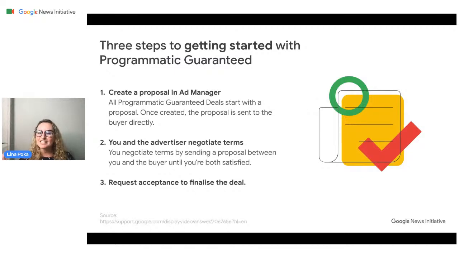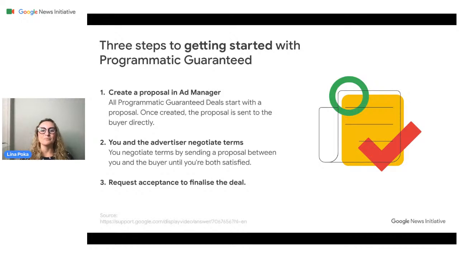So how do we make this a reality? What are the different steps that we can follow? There are 3 steps. Step number 1 to get started with Programmatic Guaranteed is to create a proposal in Ads Manager. All Programmatic Guaranteed deals start out with a proposal. Once the proposal is created, it's sent to the buyer directly.